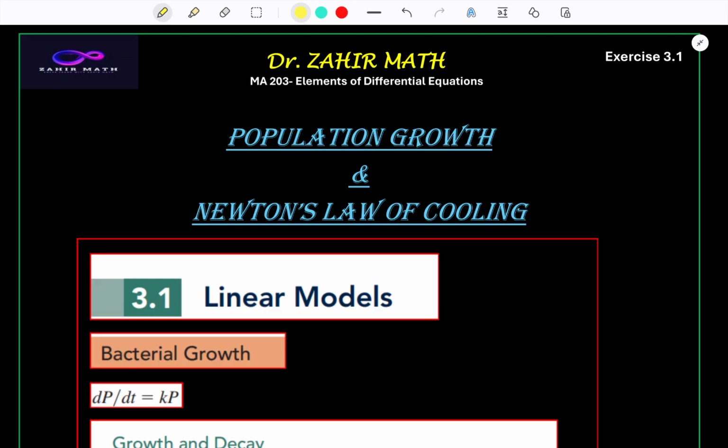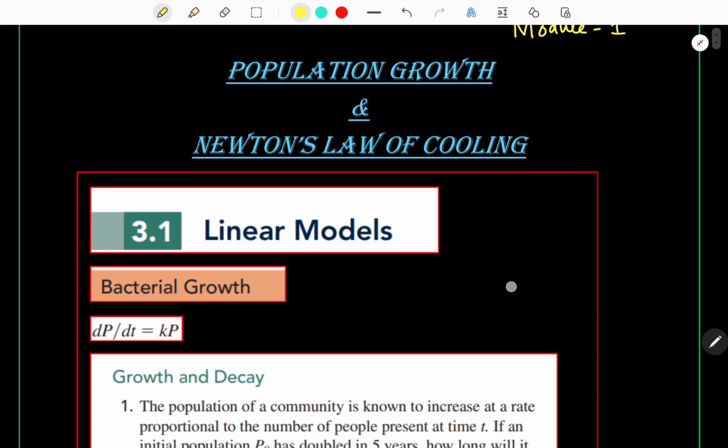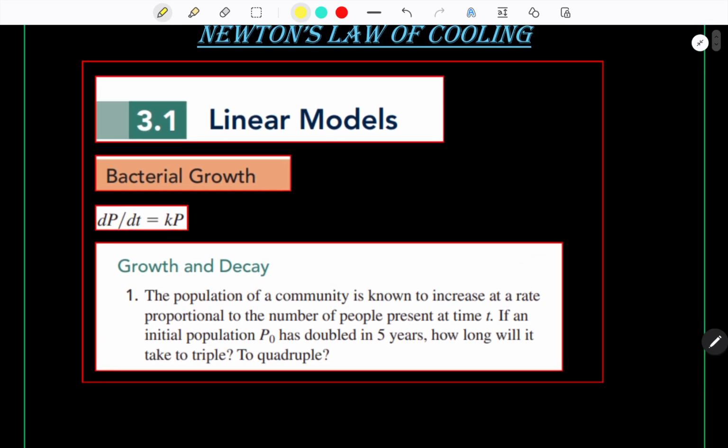So today we are going to study the models of differential equations in population growth and Newton's law of cooling. So let's get started. MA203 Elements of Differential Equations, exercise 3.1, population growth and Newton's law of cooling. This is in module 1, the last topic of module 1. The first thing we're going to study is linear models.